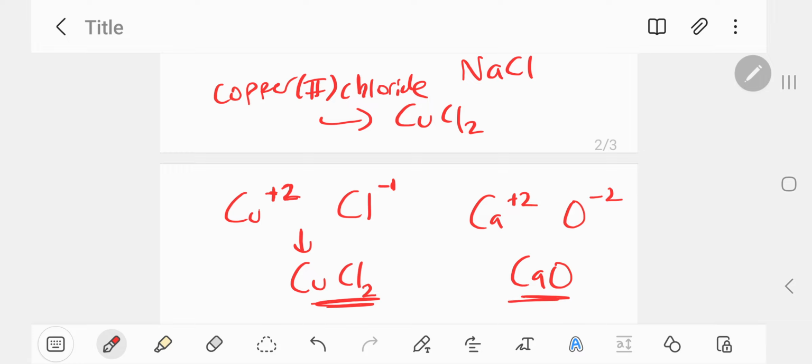But when you break them apart, you get ions. These are ions. Copper, chlorine, they're ions because they're charged. Calcium, oxygen, they're ions. Compounds are neutral. That's why I write them like this, and their ions are written like that at the top.